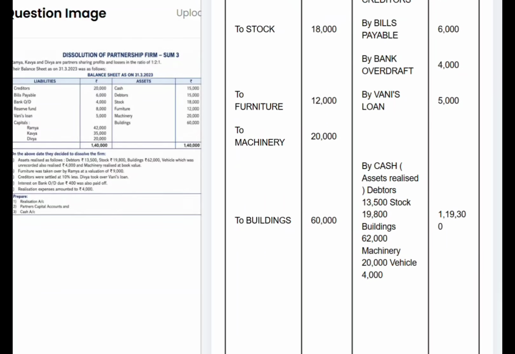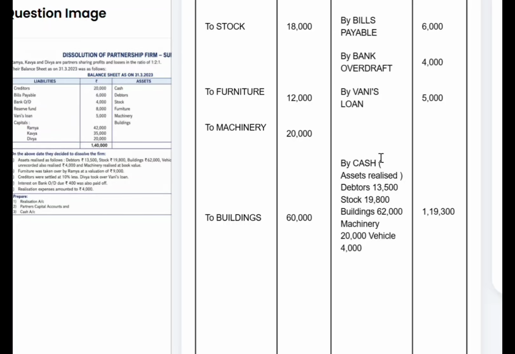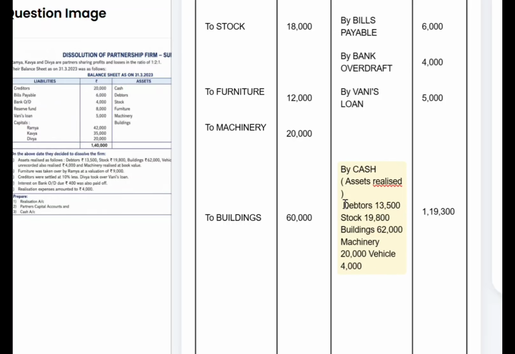So here when we realize the assets, it appears on the credit side of the realization account, the assets realized as per the amounts given in the adjustments. So debtors are realized at rupees 13,500, stock is realized at 19,800, buildings is realized at 62,000, and machinery is realized at 20,000, and vehicle is realized at 4,000. So the total assets that is realized is 1,19,300, which will be entered in the amount column.